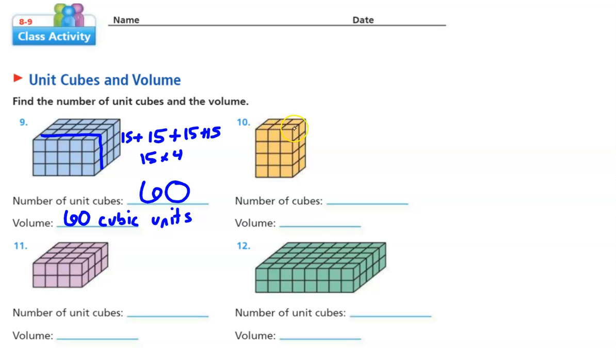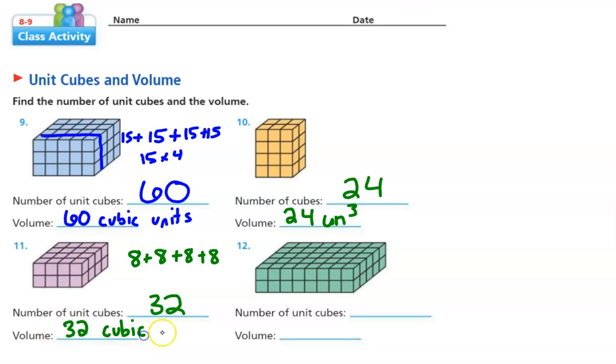And if we look at our first face of cubes, we've got 1, 2, 3, 4, 5, 6, 7, 8, 9, 10, 11, 12. And then there were 2 groups of that. So 2 groups of 12 would be 24. And so I have 24 units cubed. Okay, coming down here to number 11. 1, 2, 3, 4, 5, 6, 7, 8. So there were 8 in my first row. And then there was 1, 2, 3 more rows. So that's going to be 4 full groups of 8, which is 32, which would make for 32 cubic units.